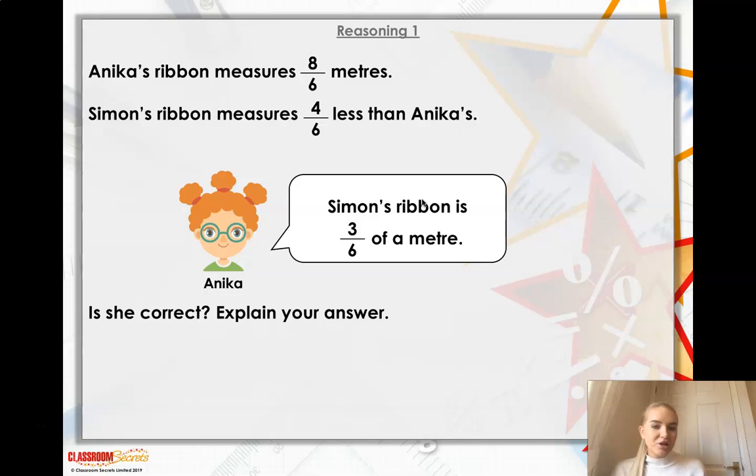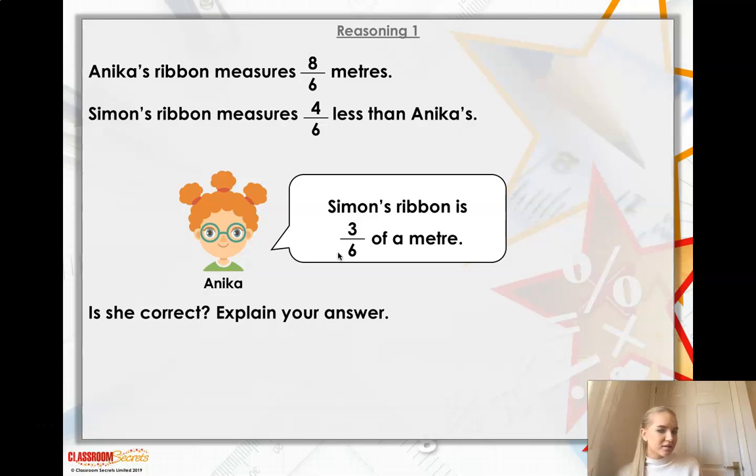So Anika's ribbon measures 8/6 meters. Simon's ribbon measures 4/6 less than Anika's. Anika says Simon's ribbon is 3/6 of a meter. Is she correct? Explain your answer. So if Simon's ribbon is 4/6 less than Anika's ribbon, what is my calculation going to be? That's right, it's going to be 8/6 subtract 4/6. What is 8/6 subtract 4/6? Yes, it's 4/6.